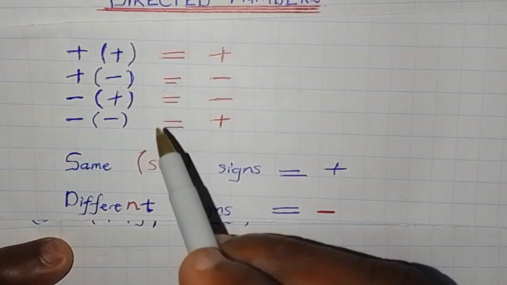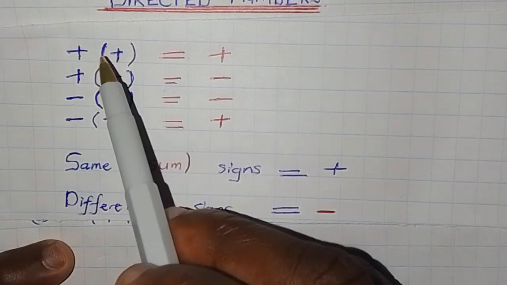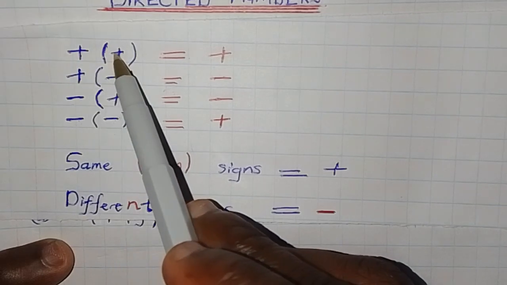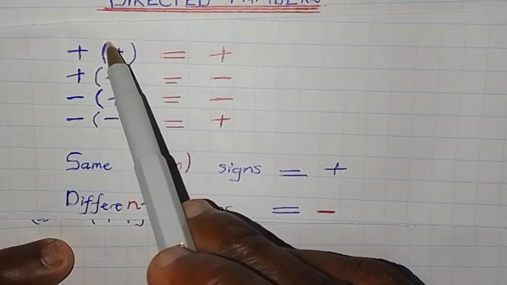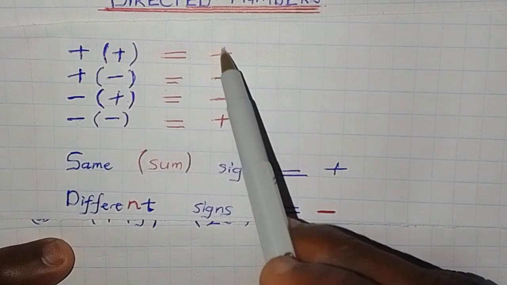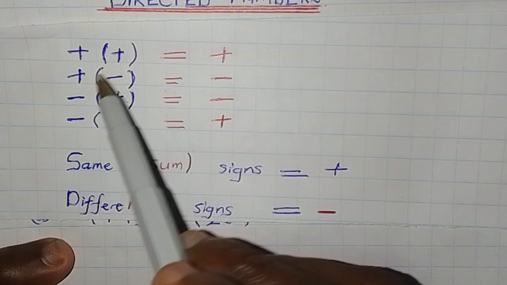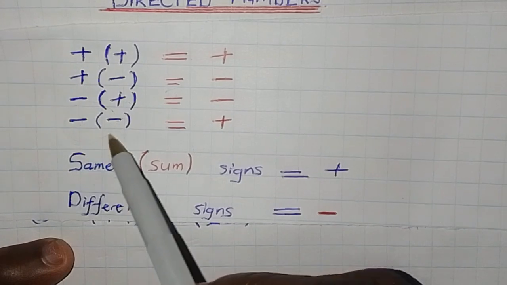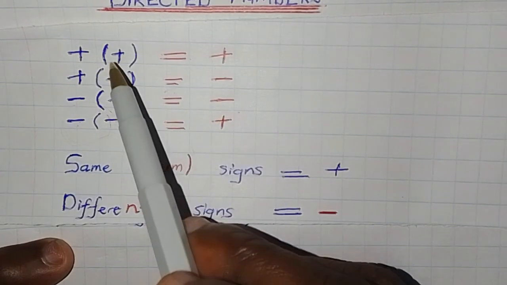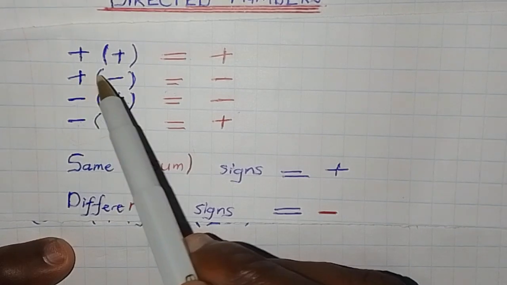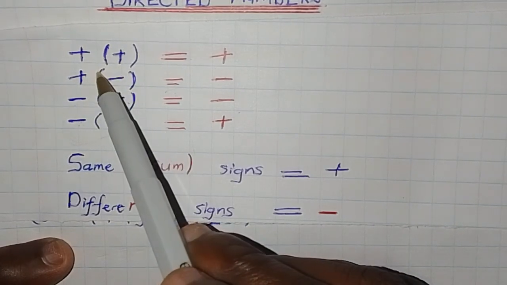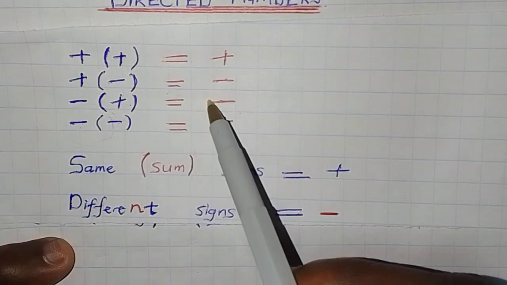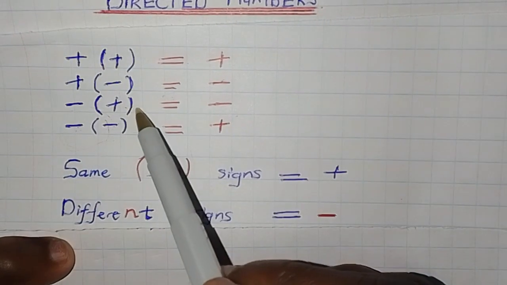Just a trick, guys. If the signs are the same, for example, here in case number 1, we have a plus and a plus inside also. If the signs are the same, the result will be positive. We can also see here we have a negative sign and a negative sign. If the signs are the same, this simplifies to a positive. Then when they are different, you have a positive here and a negative here. They are different, the result is negative. Here also they are different, the result is negative. I'm sure you can see that.